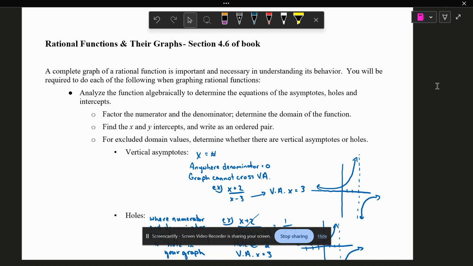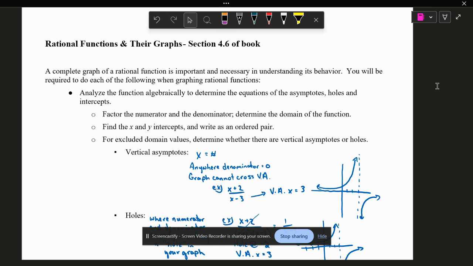Anytime you have a hole, it's because you've factored something completely out from the numerator and denominator. So say, for example, you have x on top and x on bottom. You factor that out. That's what you would create as a hole in your graph. And I'll show you what an example of that looks like here in a second.